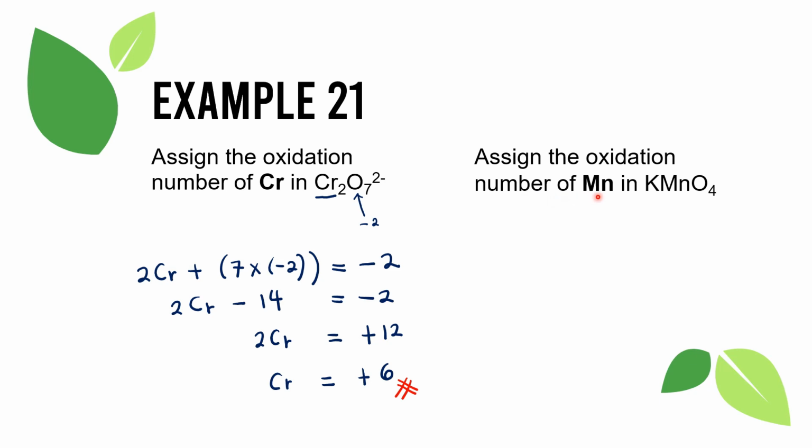Oxidation number of manganese in KMnO4. Now you are about to find the oxidation number of Mn. Of course you're supposed to know the oxidation number of potassium and of oxygen. The oxidation number for potassium is +1 because it is from group 1, and the oxidation number of oxygen is -2. So now you can do your calculation to find the final answer.